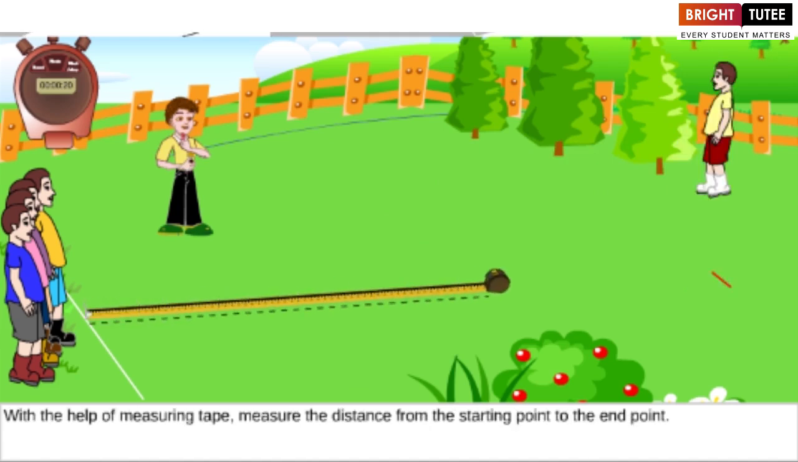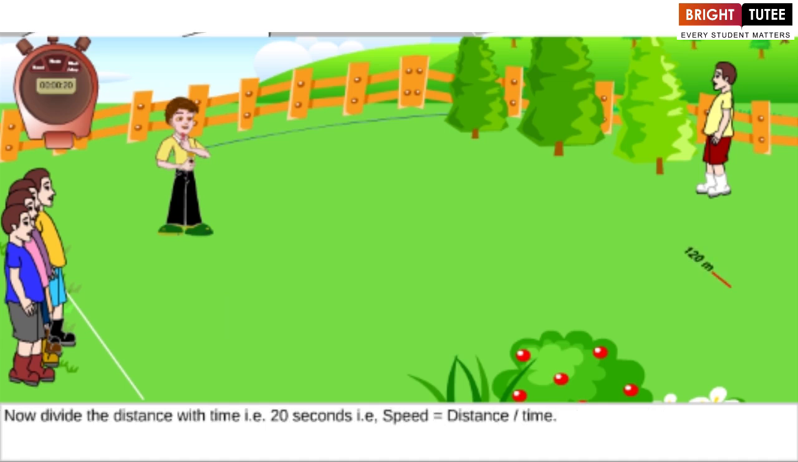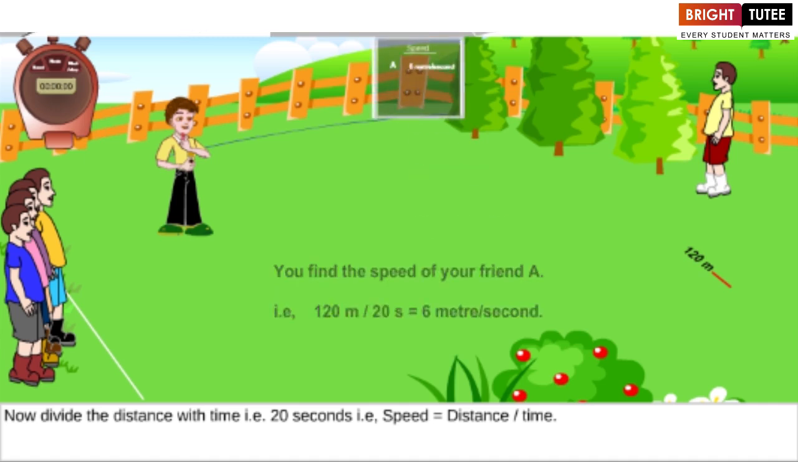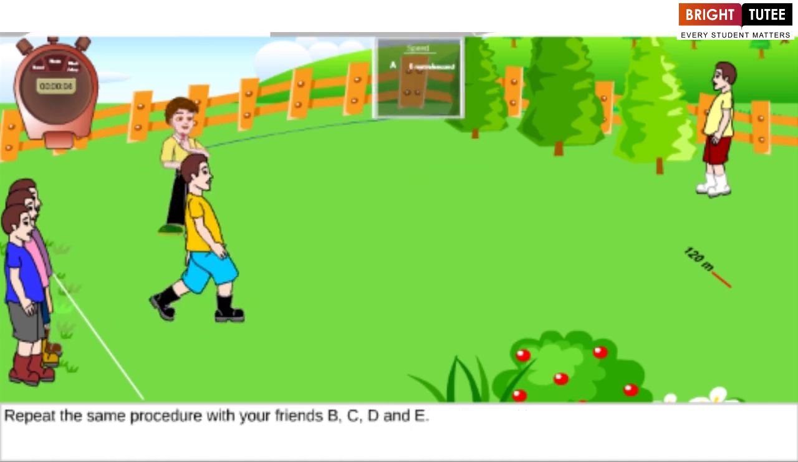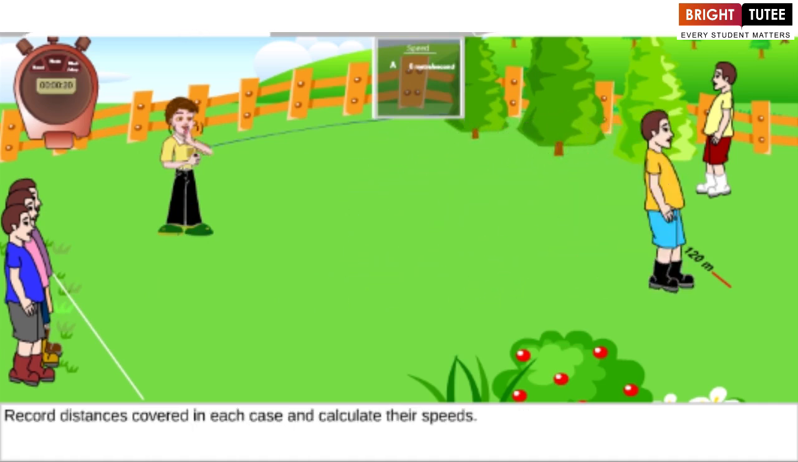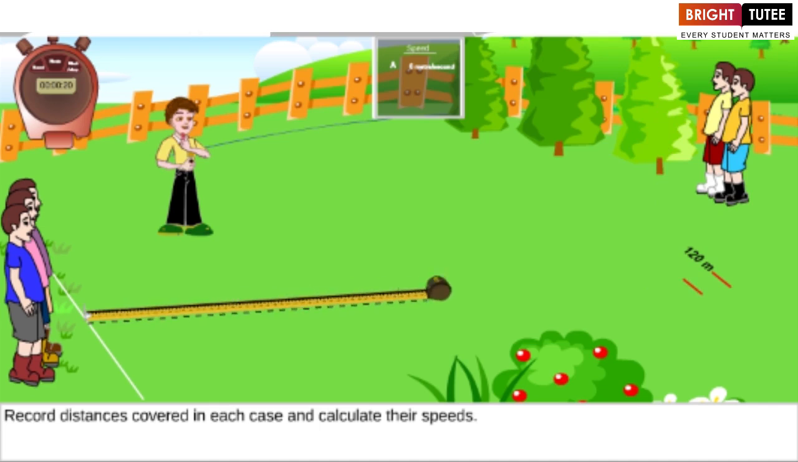With the help of measuring tape, measure the distance from the starting point to the end point. Now divide the distance by time, that is 20 seconds. That is, speed equals distance upon time. You find the speed of your friend A, that is 120 meters upon 20 seconds equals 6 meter per second. Repeat the same procedure with your friends B, C, D and E. Record distances covered in each case and calculate their speeds.